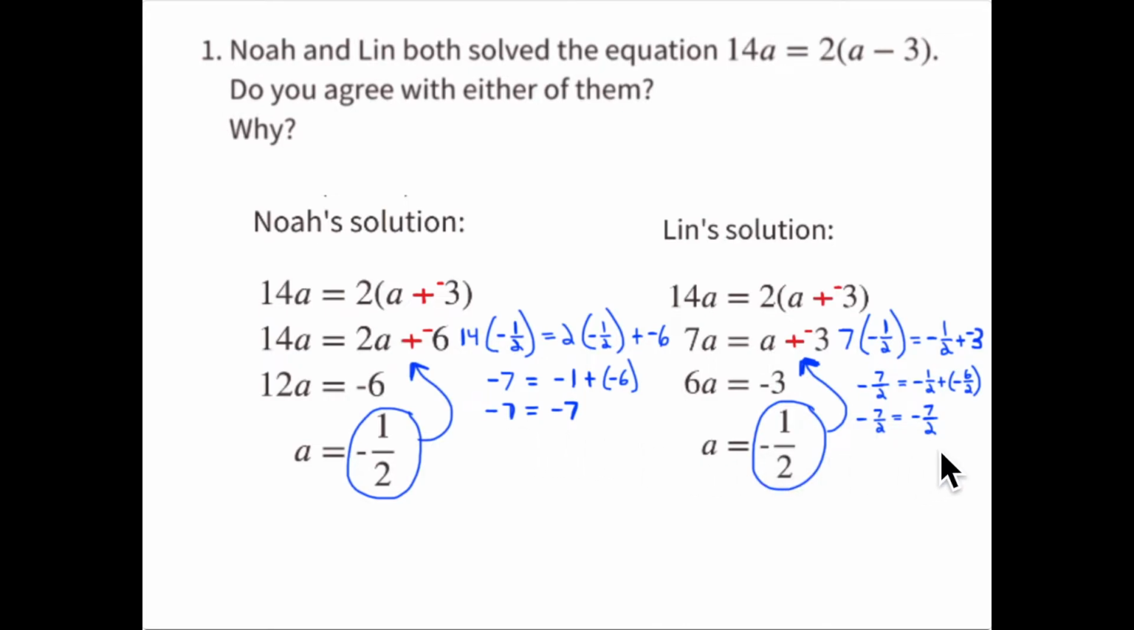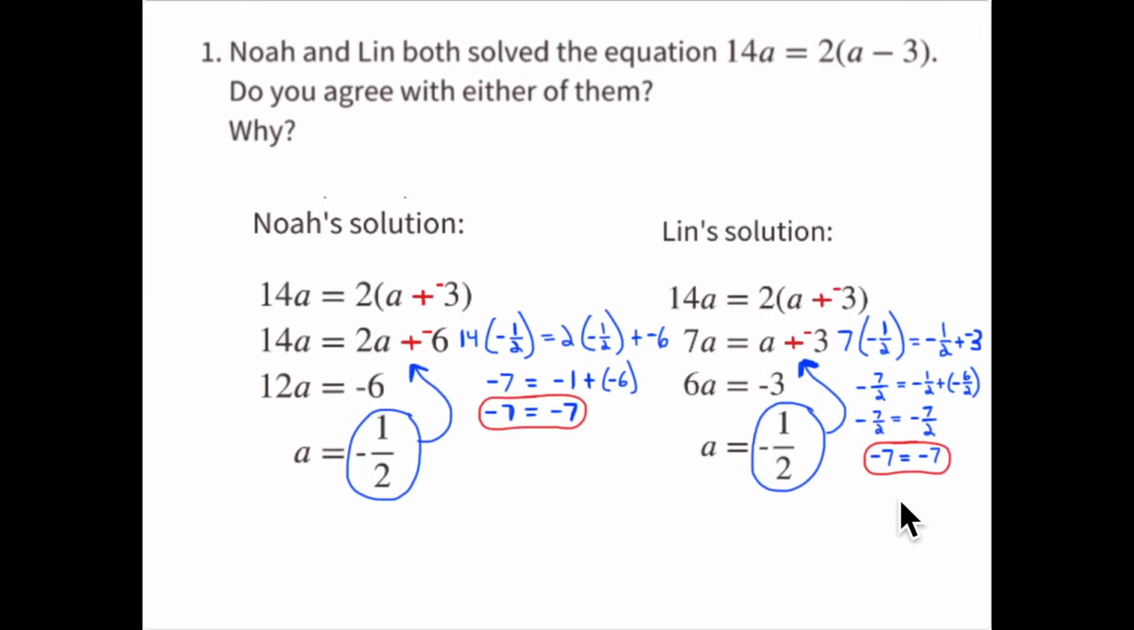On this side, you have a -7/2. This is -7/2 equals -1/2 plus -3. -3 is -6/2. Add these together. This is also equal to -7/2. So multiply both of these by +2, and you end up with -7 equals -7. So you end up with the same equation on both sides when you check each equation by replacing A with -1/2.